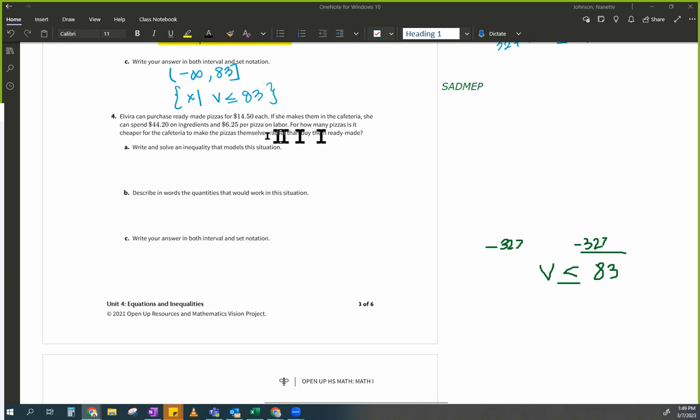For how many pizzas is it cheaper for the cafeteria to make the pizzas themselves rather than buy them ready-made? And actually, this is where I'm going to pause you, and then we will continue this next time.